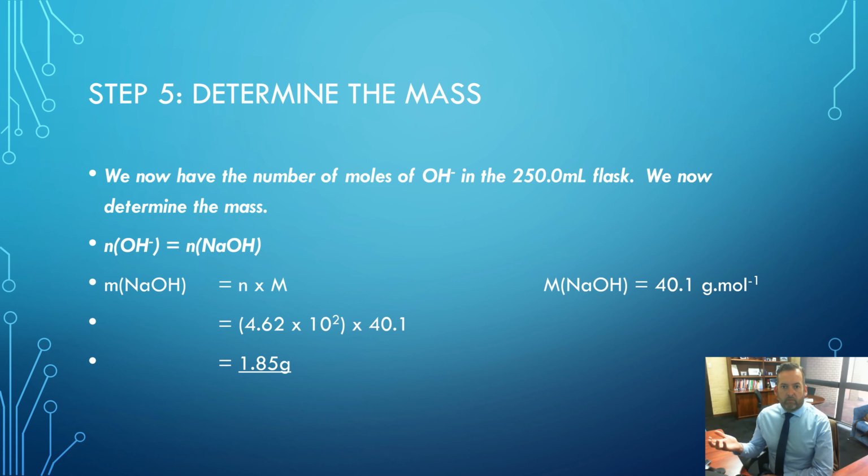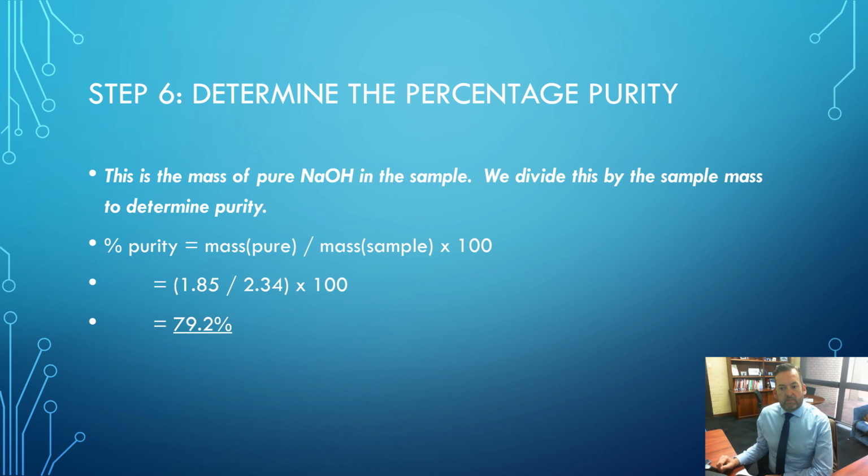Once we've got the number of moles in the big sample, it's simply a matter then of calculating the mass of that. So we say, all right, in this case, there's 1 hydroxide per sodium hydroxide, so it's a 1-to-1. And therefore the mass of sodium hydroxide is the moles times the molecular mass, and we get 1.85 grams. Now that number has to be smaller than the impure sample. If it's bigger, you've made a mistake somewhere. So we've got our mass, and that's pure sodium hydroxide. And step 6 is where we look at the percentage purity. So that's where we take the mass of the pure over the mass of the original impure sample and times it by 100, and we get 79.2%.